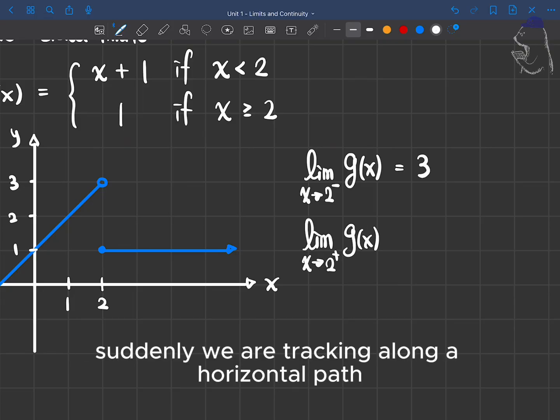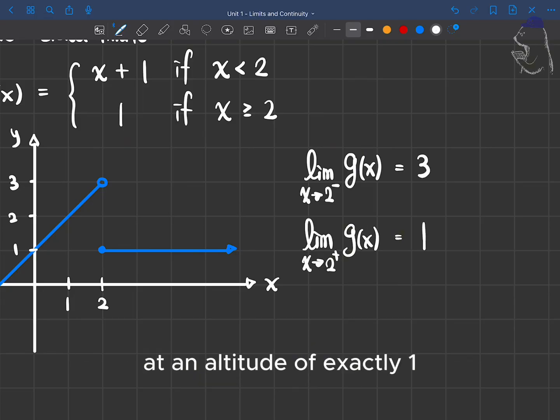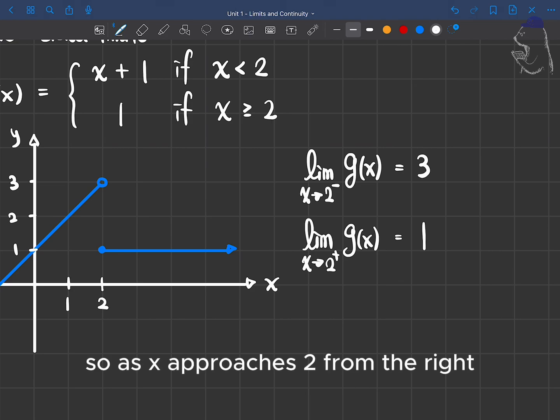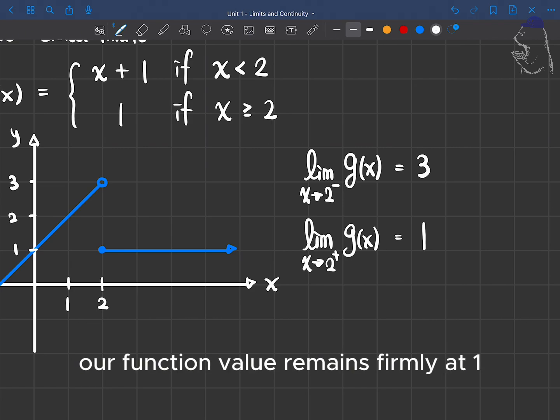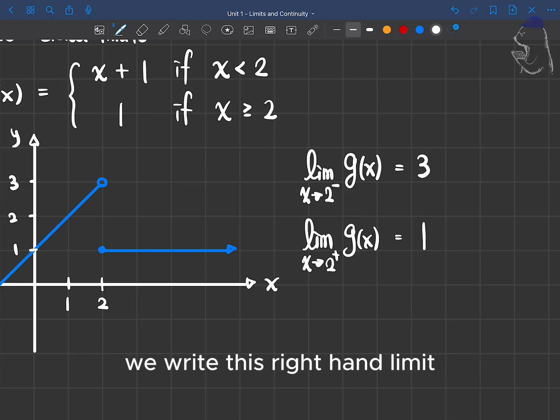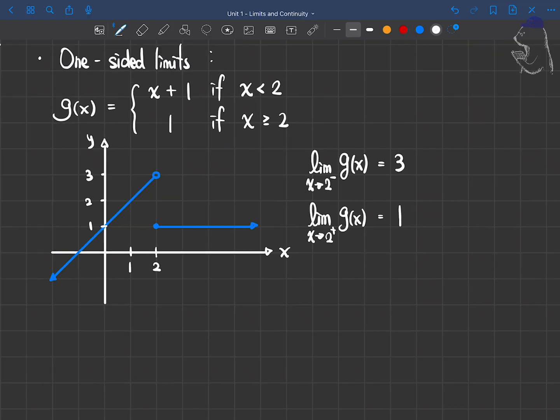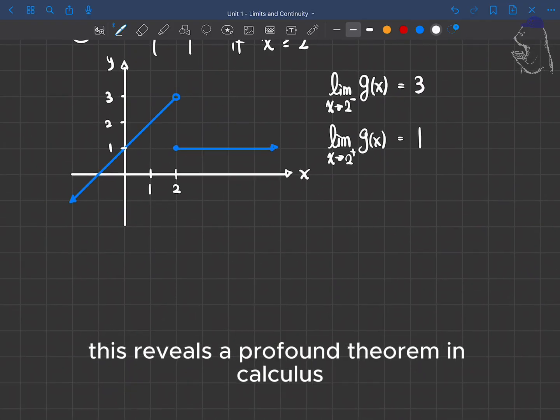Suddenly, we're tracking along a horizontal path at an altitude of exactly 1. So, as x approaches 2 from the right, our function value remains firmly at 1. We write this right-hand limit with a tiny plus sign next to the 2. This reveals a profound theorem in calculus.